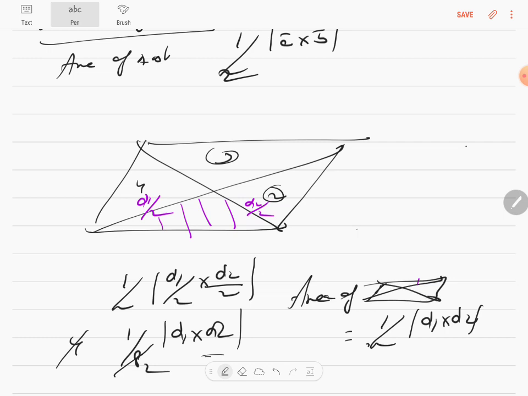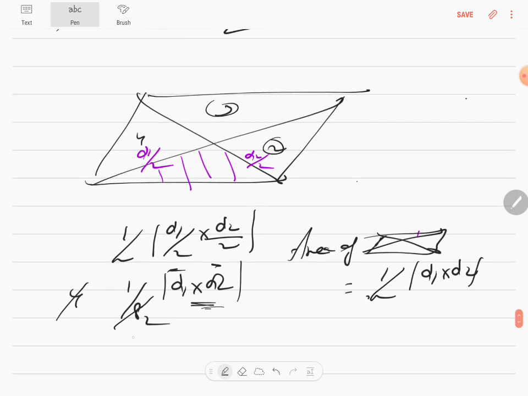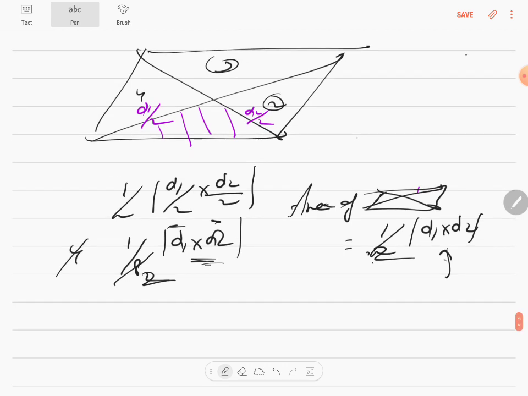Are you clear? The 2 diagonals will be in the vector form. You know how to cross the 2 diagonals, with i's, j's, k's and the determinant way. And then, because the formula is half of d1 cross d2, find the magnitude and divide by 2. Are you clear? So this is another proof where we can find the area of the parallelogram using its diagonals.